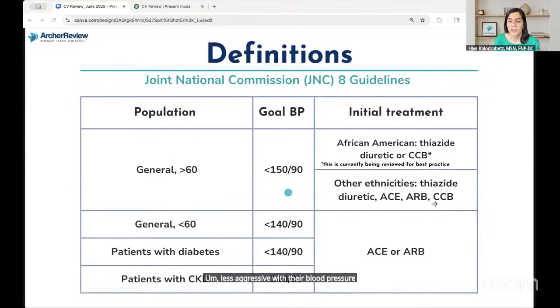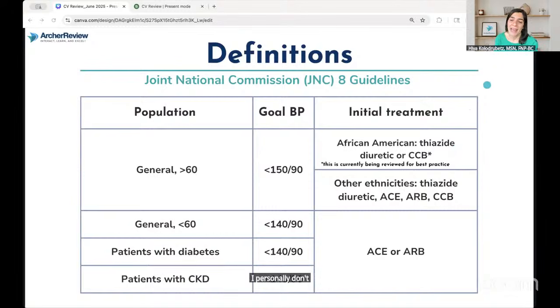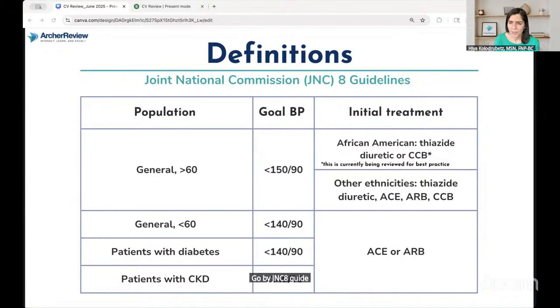And like I said, the JNC8 guidelines are pretty outdated. They do recommend starting patients who are African American or Black on thiazide diuretics or calcium channel blockers. I personally don't go by that. The boards do say that they want you to use the guidelines, so just think about it when you're answering board style questions. You do want to go by JNC 8 guidelines, but they're not going to try to trick you.